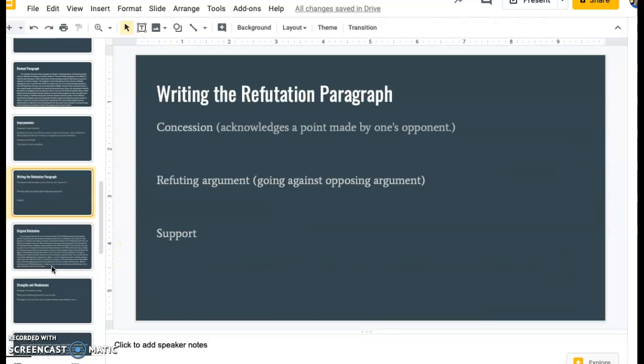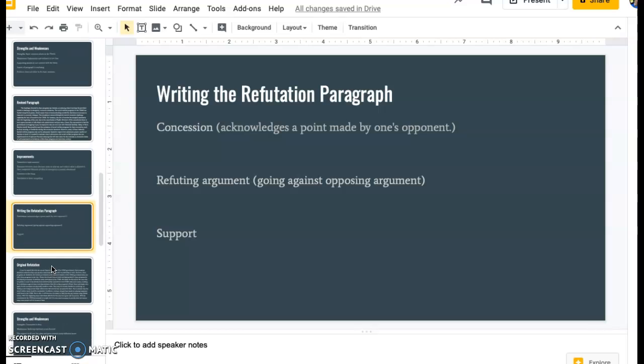So let's move on to writing the refutation, also known as your counter argument paragraph. You basically need a concession, a refuting argument, and support. Your concession is when you acknowledge a point made by your opponent. Your refuting argument is you going against that opposing argument.